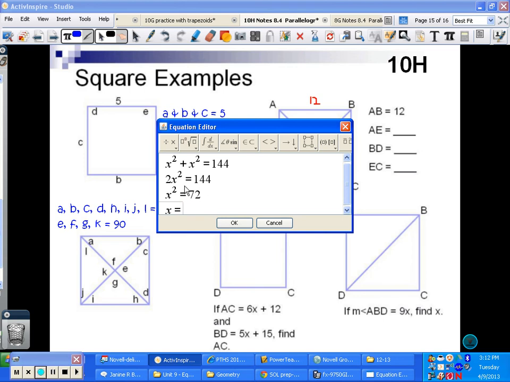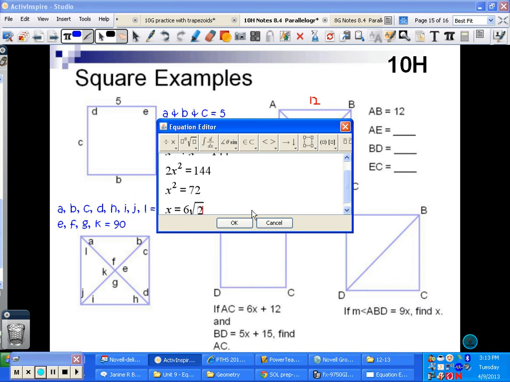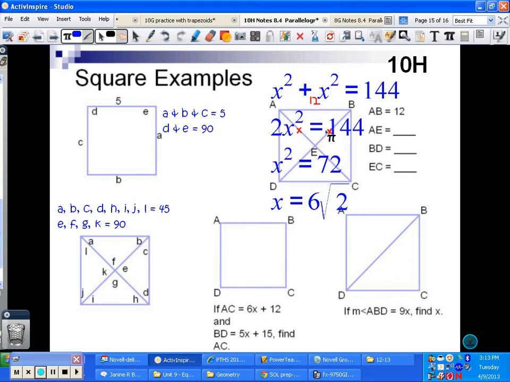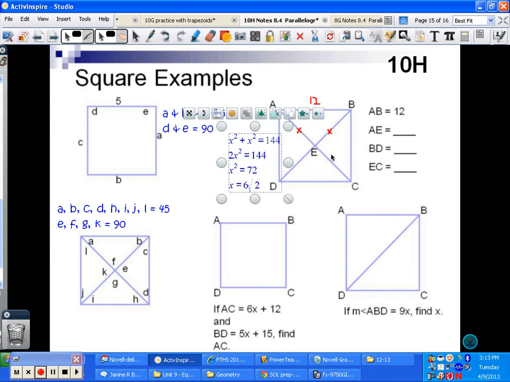But read the directions on your test, quiz, daily check, classwork, whatever it is, and make sure that you have it correct. See what your teacher wants you to do. But I take the square root of both sides. I get the square root of 72, and that's equal to 6 times the square root of 2. Okay, and that is slightly bigger than what we need. So we're going to put that there. So this is 6 times the square root of 2.